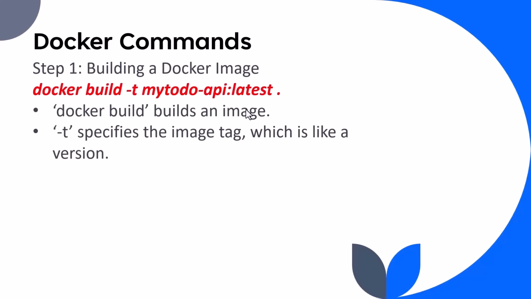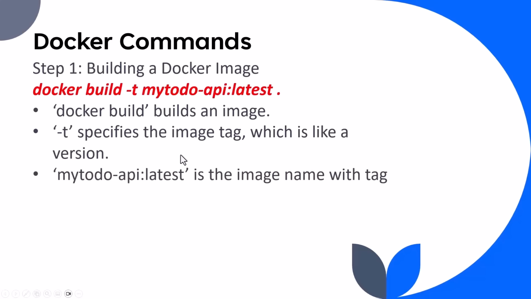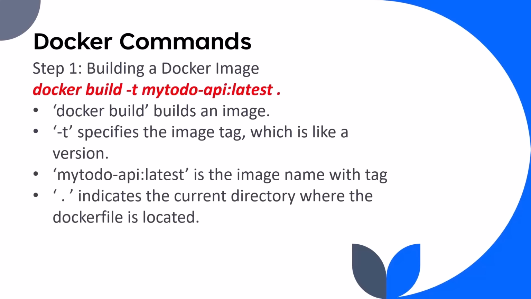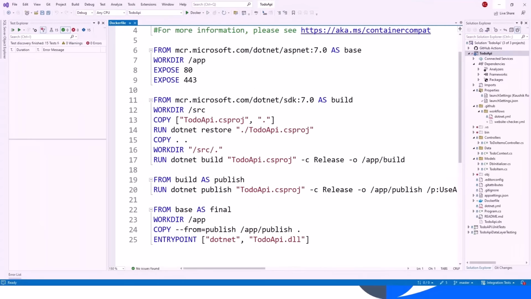Docker build builds an image and the -t flag specifies the image tag, which is like a version. My to do API latest is the image name with the tag. And the dot at the end indicates the current directory where the Docker file is located. So let's flip over to Visual Studio and run this command.